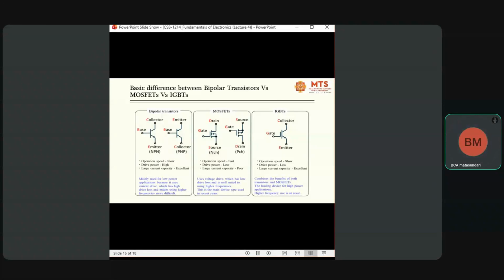It has high drive loss and makes using high frequencies more difficult.